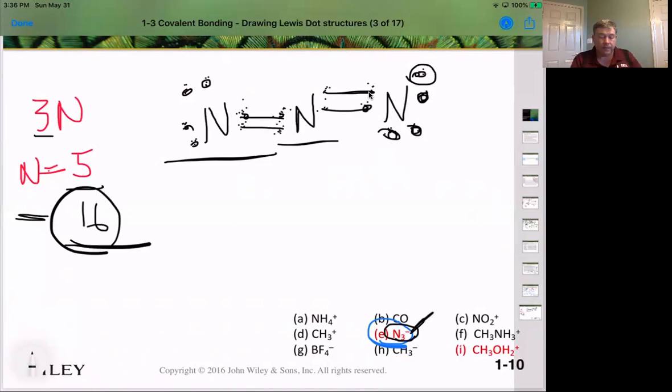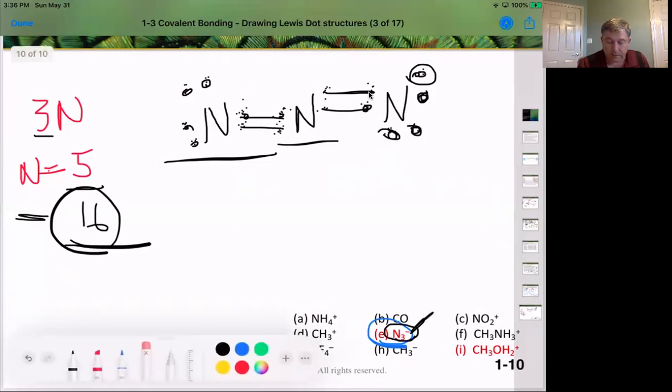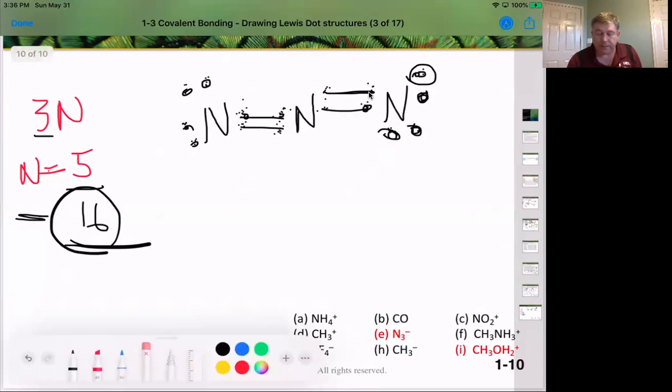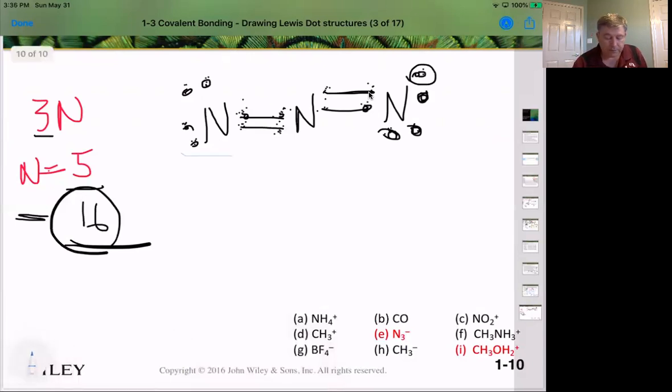All right, our Lewis dot structure is now correct. We took the 5 electrons from each of the nitrogens we had, plus the extra electron from the charge here, to give us our Lewis dot structure. Now that we have our Lewis dot structure done, we can calculate our formal charge. Let's calculate formal charge for this nitrogen first.